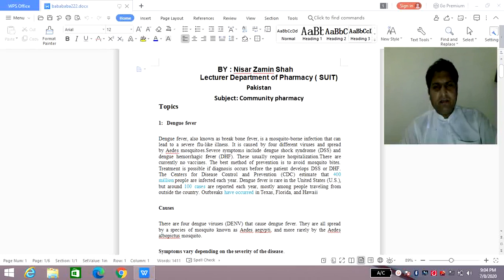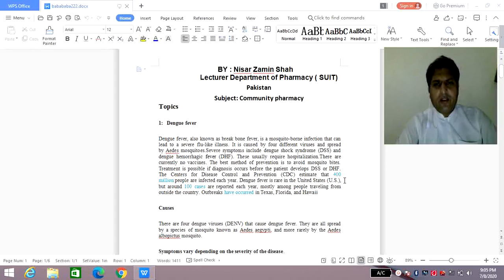According to the CDC, 400 million people are infected by this virus on an annual basis. However, the figure is much lower in the United States, and outbreaks were most commonly observed in Texas, Florida, and Hawaii. Nowadays, dengue fever most commonly occurs in the months of September and October, and the Asian community and society is most commonly affected.